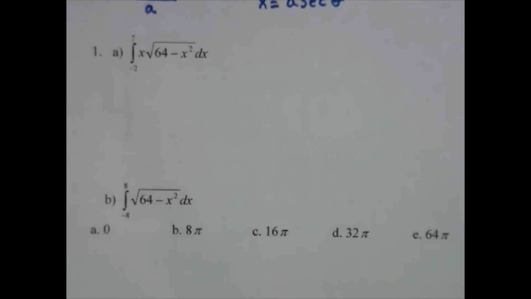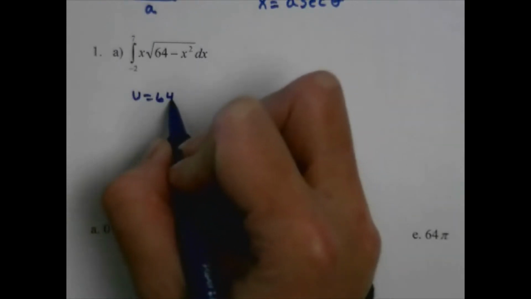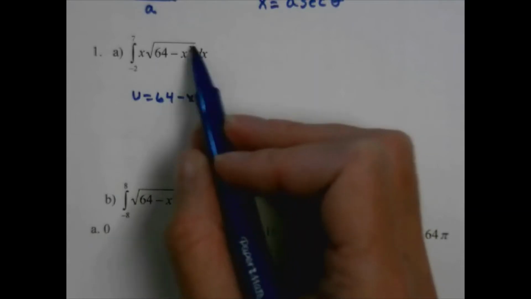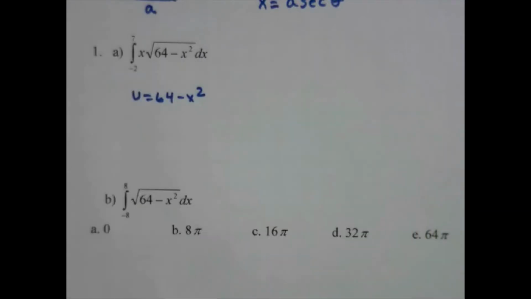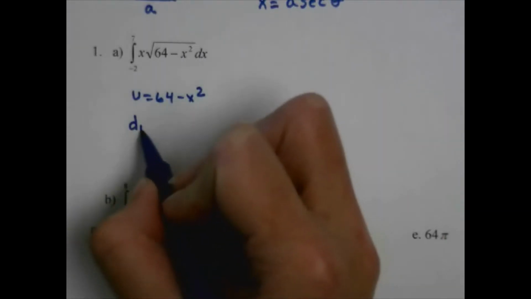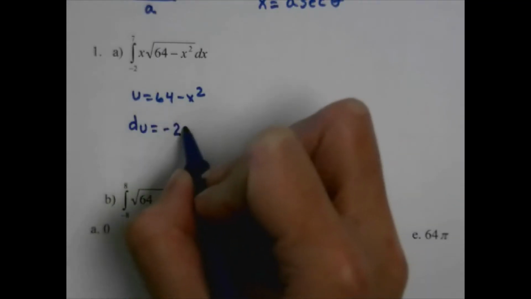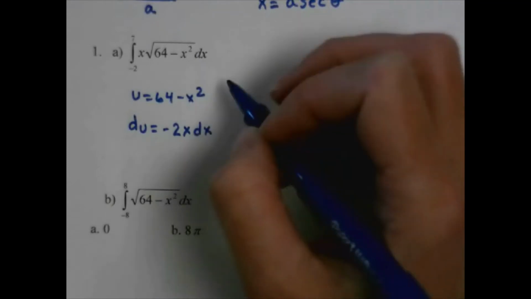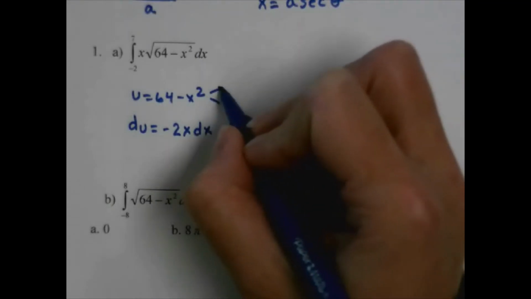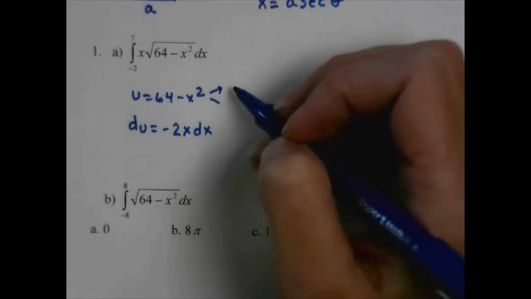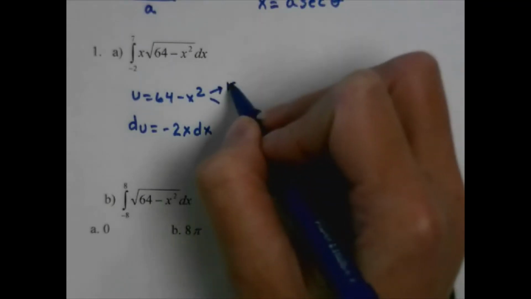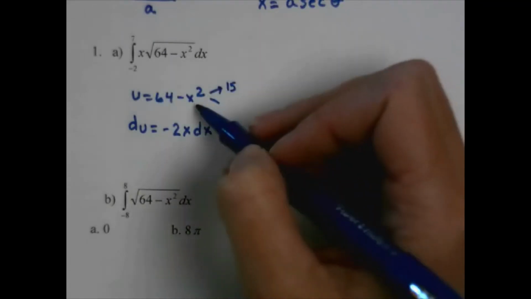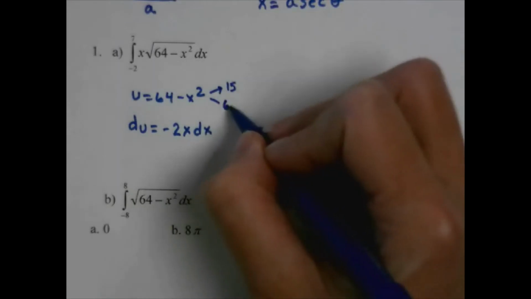Okay, this first one here does not require a trig substitution. It's just going to be a regular u substitution. We're going to let u equal 64 minus x squared, and we know that because this one's derivative is sort of outside. So du is going to be negative 2x dx. This is a definite integral, so we're going to plug in 7. So 64 minus 49 is 15. We plug in negative 2, and we get 60.